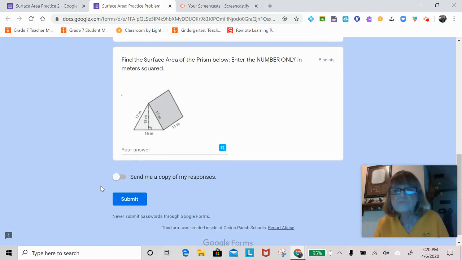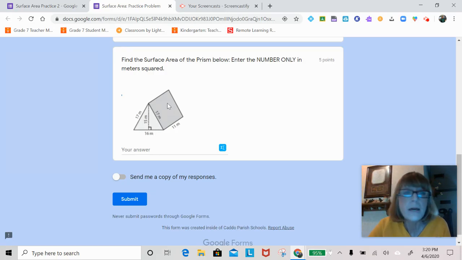All right, we have another to do. It says, find the surface area of the prism below. Enter the number only, not the units, people, in meters squared, because I told you what the units are, meters squared, or meters to the second power. Okay, so I'm looking at my triangle. This is a triangular prism.